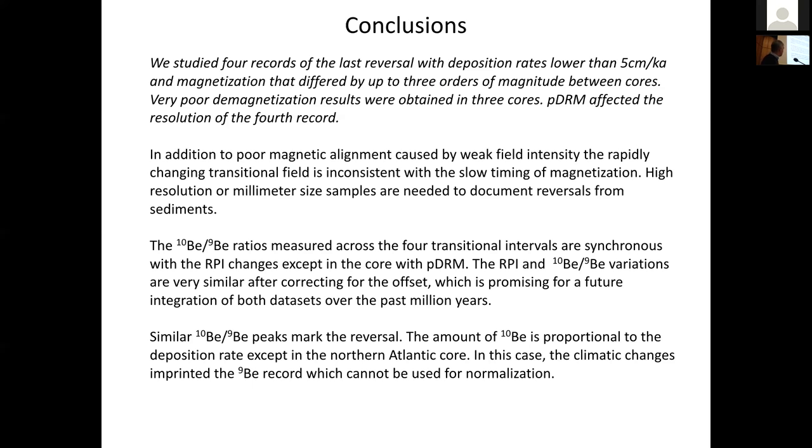In this case, the climatic change imprints the beryllium 9 record, and therefore this beryllium 9 record cannot be used for normalization. We have seen a good example of what can happen with the scavenging effects that I was mentioning before, and also a way maybe to discriminate between relative paleointensity and beryllium 10, to use a beryllium 10 quality record to discriminate also for the quality of the relative paleointensity studies. Thank you.